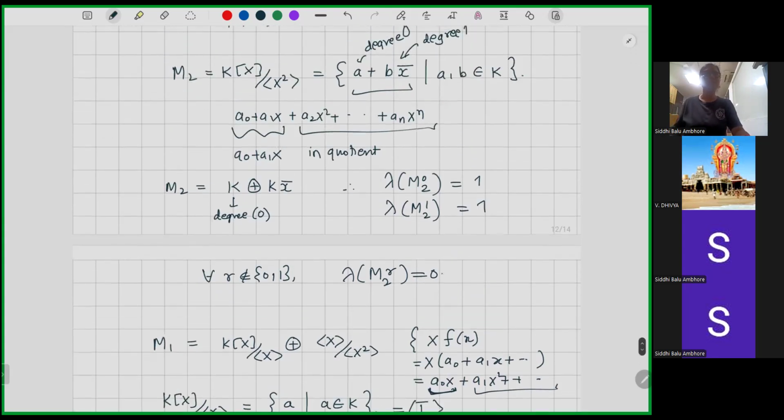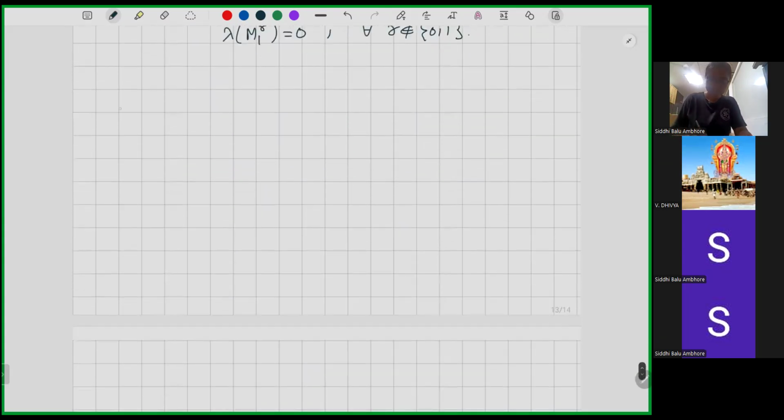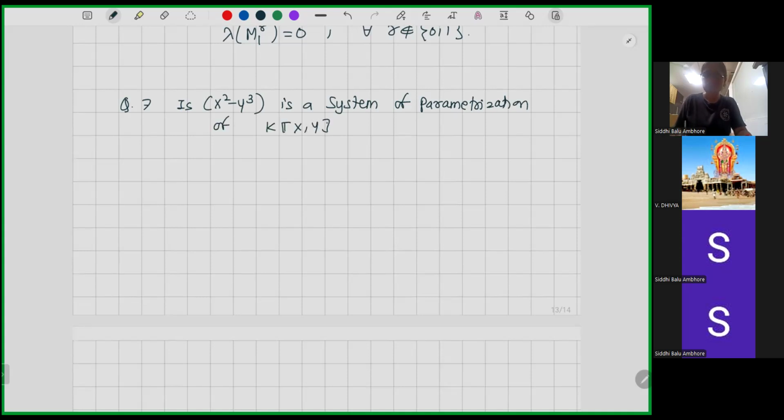So last quick question, we have some time. Okay, clear. Great. So we'll move to the next question: is x square minus y cube a system of parametrization of k[[x, y]] quotiented by (x, y)? Again, we are in this polynomial ring, and we have to find whether it is a system of parameterization.